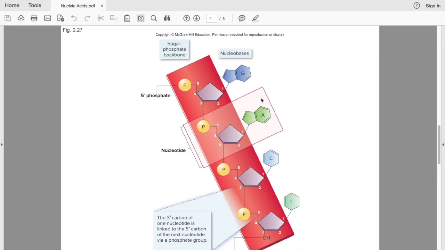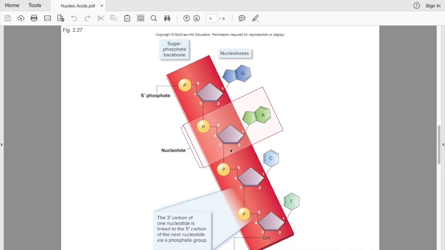Let's look at this top nucleotide. Our base here is guanine, so there's our nucleobase. It's attached at the 1 carbon of our ribose sugar, which is a 5-carbon sugar. Then at the 5 position, we have our phosphate group hanging off the end here. We refer to this as our 5' phosphate. To link these nucleotides together, we link the 5 carbon of one ribose to the 3 carbon of another, and that is done via the phosphate group.